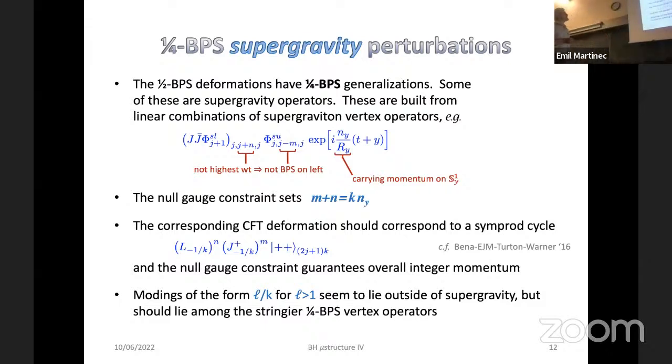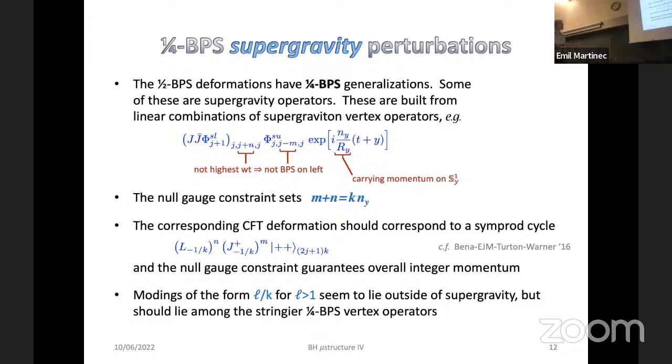So we can do that, as I say, by going away from the highest weight state on the left in SU2 and in SL2. In order to solve the gauge constraints, we need to turn on some momentum along the Y circle. So in particular, we need to be in the winding 0 sector of the string winding on the Y circle. And the axial component of the null gauge constraint acts on these quantum numbers and sets m plus n equals k times n_y, where k was this parameter describing the orbifold singularity in AdS3.